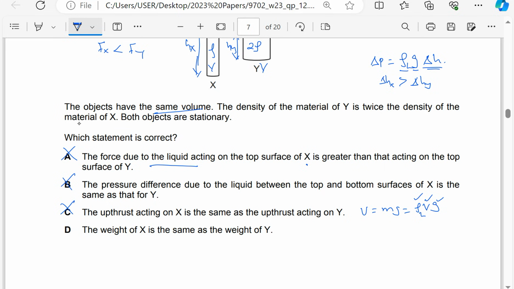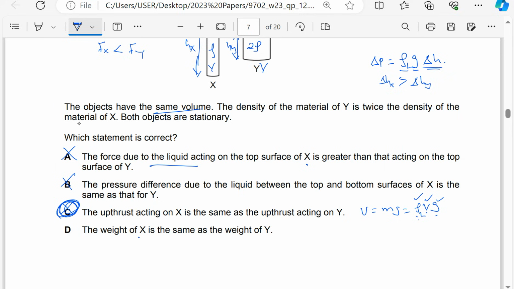The upthrust acting on X is the same as the upthrust on Y. The answer is going to be C, because the upthrust depends on the density of the liquid in which they are submerged, not their own densities. They have the same volume, remember, and G is constant, so the upthrust is the same.